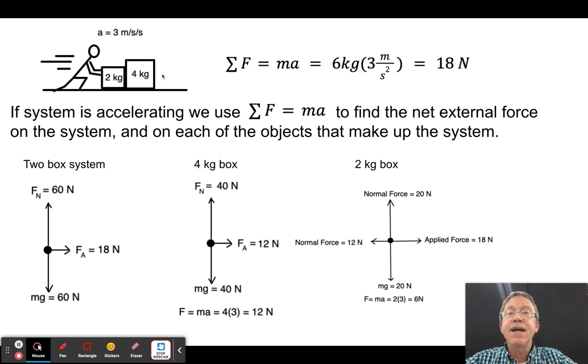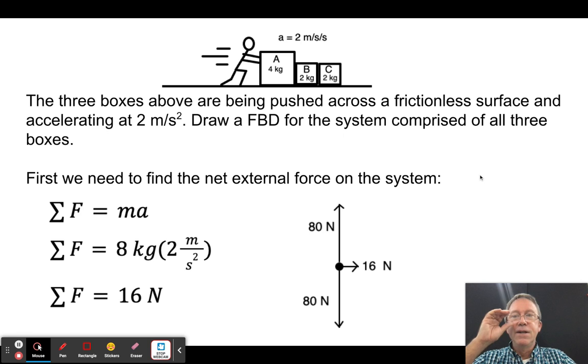Okay. And I know that this guy is pushing it this way, with the 18 I've already figured out. So I put that here. Now look at this: 18 in the positive, 12 in the negative. What's that give me? It gives me 6 newtons, which is exactly what I would need in order to get 2 kilograms of matter to accelerate at 3. It's so cool.